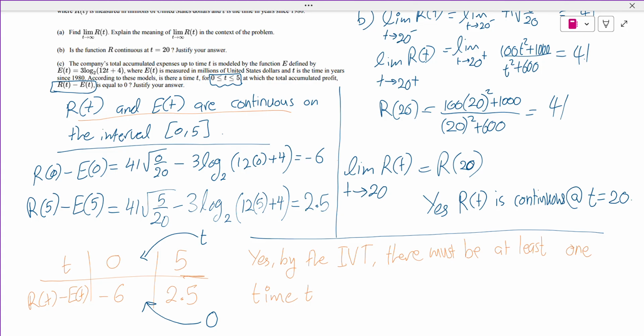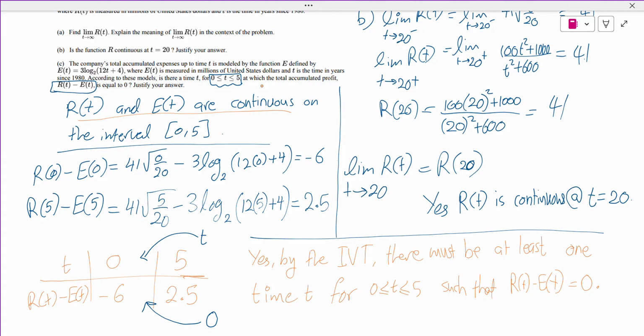There must be at least one time t for the interval from 0 to 5, such that the profit, which is R of t minus E of t, equals 0. So if you are writing this, you are going to get the full credit, but mention the intermediate value theorem and mention that R of t and E of t are both continuous on the given interval.